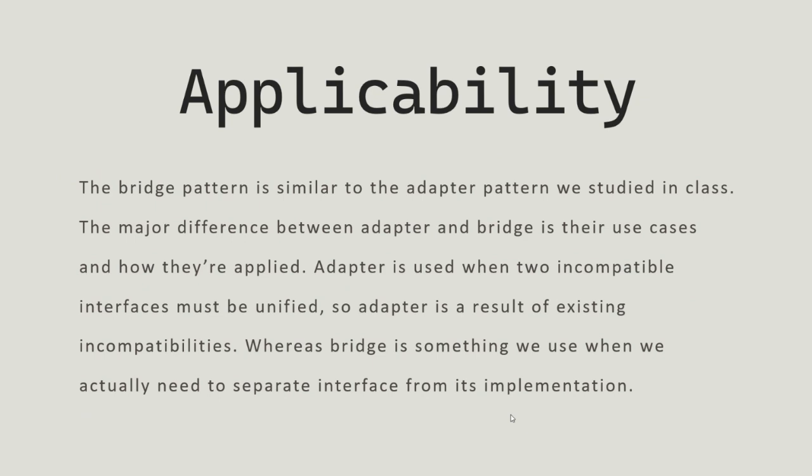Okay, applicability. The bridge pattern is similar to the adapter pattern that we studied in class. The major difference between those two is their use cases and how they're applied. The adapter pattern is used when two incompatible interfaces must be unified. So the adapter pattern is a result of existing incompatibilities, whereas the bridge pattern is something we use when we actually need to separate the interface from its implementation. By interface we mean the abstraction, the abstract class.